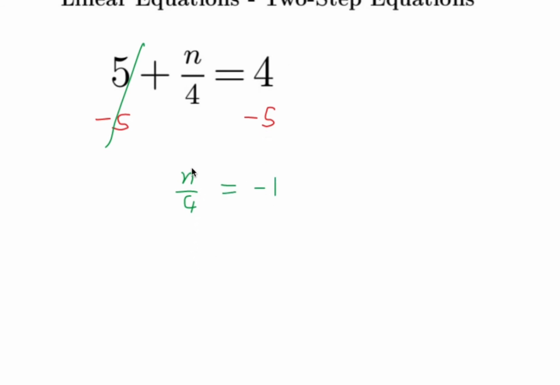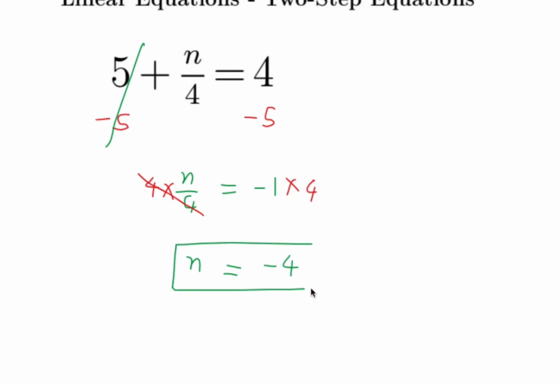Okay. Now how to get rid of this 4? Here this is dividing, so we multiply both sides by 4, and this cancels. So the n value is minus 1 times 4, minus 4. So our answer is this.